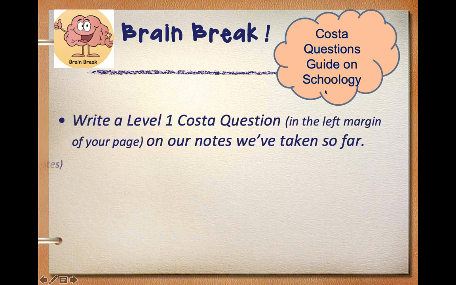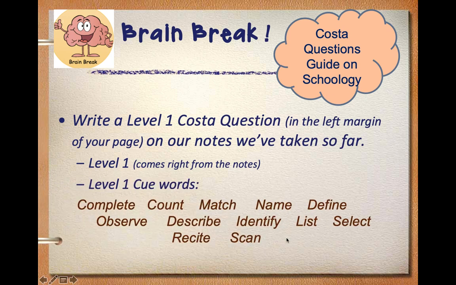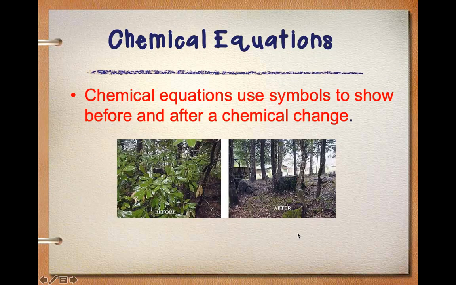But do a level 1 question right now. Remember the purpose of level 1: it comes right from the notes. You've got these different keywords, like list the 3 things that atoms do to make a chemical change. That was one of the first things in our notes, right? Or describe the steps for writing a metal first compound, something like that. But you write your own Costa level question 1. Pause the video, come back when you're ready. All right, let's continue on.